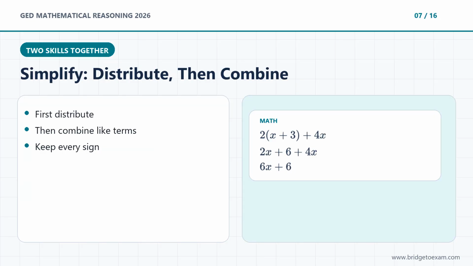Now let's put both skills together. Simplify 2 times the group x plus 3 plus 4x. First, distribute the 2, 2x plus 6. Now bring down the plus 4x. Finally, combine the like terms. 2x plus 4x is 6x, and the 6 stays. The answer is 6x plus 6.